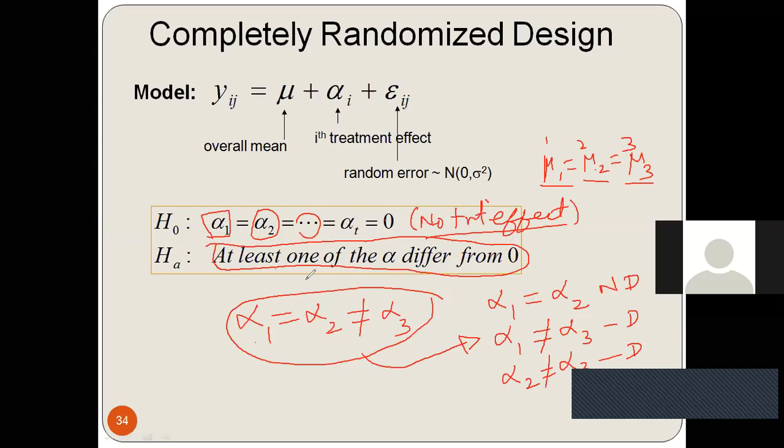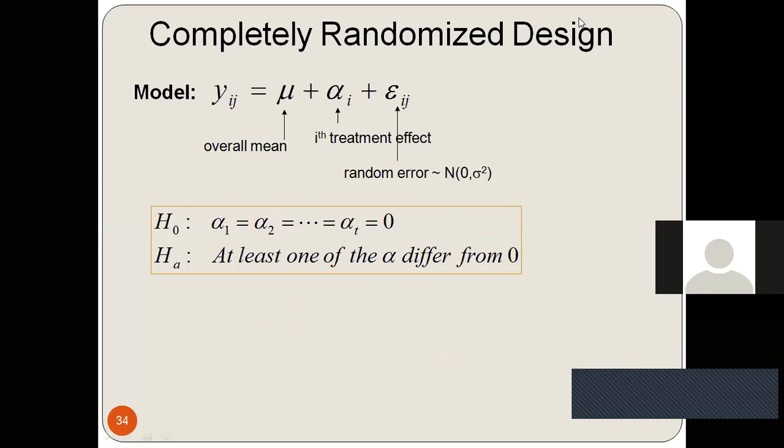Or we can say at least one of the alpha differs from 0. Right? Clear? Right. Okay. So we will continue. Any questions?